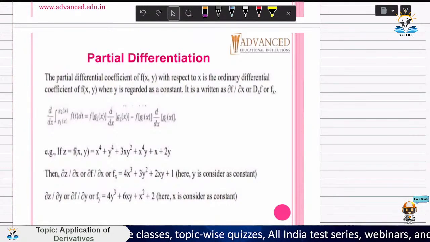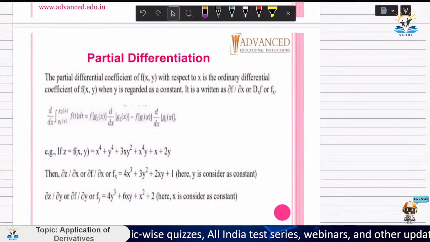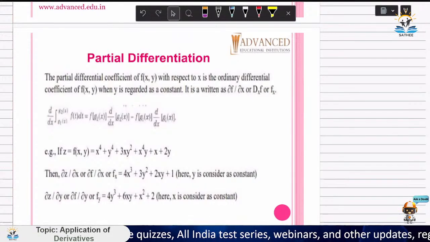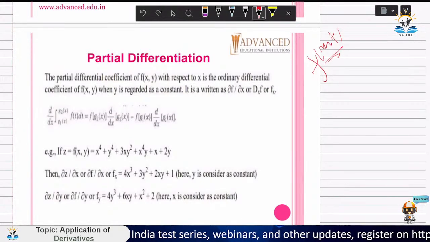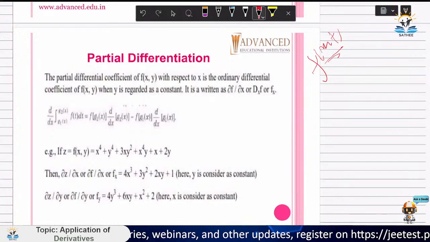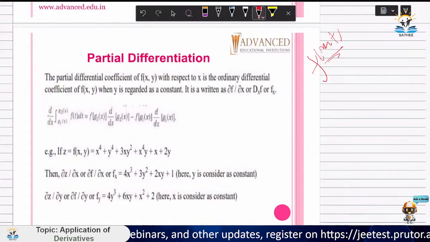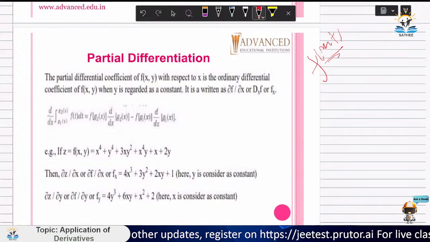For example, f of x and t. It means that f depends on both x and t as part of this function, but we have to partially differentiate with respect to x. What we mean by partial differentiation here is that we want to see the change in the function only when x changes and t remains as it is, right?